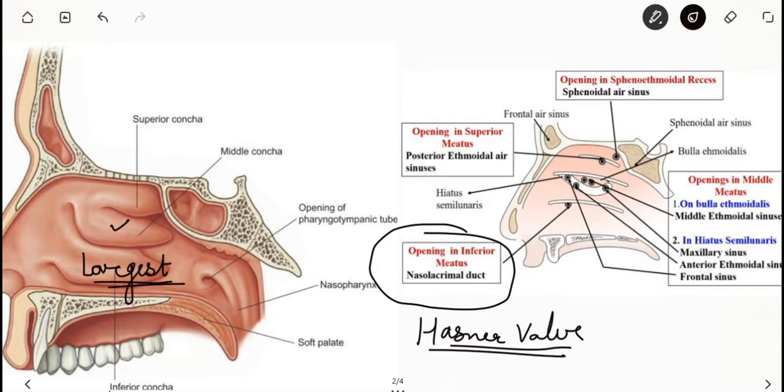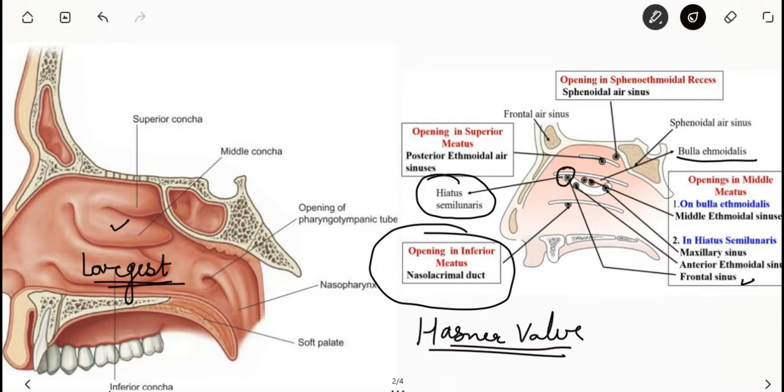It is a deep semicircular sulcus below the bulla. So number 1, it contains the ethmoidal bulla. Second, it contains the hiatus semilunaris. So remember the opening of the frontal air sinus. The opening of the frontal air sinus is located in the posterior part of the hiatus semilunaris.